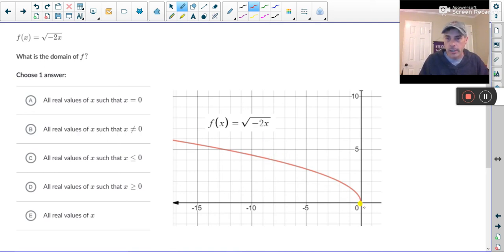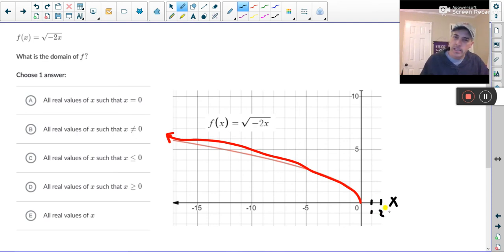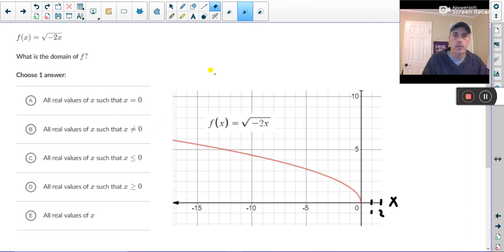As I look at this picture, I notice that all of the values go in this direction. My x values of like x is 1, x is 2, they don't have any information here. So that's interesting. There is no part of this function that has an x value of 1 or an x value of 2. Well, I wonder why.